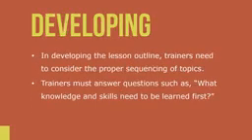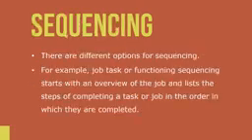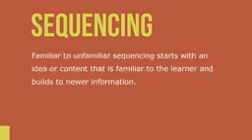In developing a lesson outline, trainers need to consider the proper sequencing of topics. Trainers must also answer questions such as what knowledge and skills need to be learned first, in what order should knowledge, skills, and behaviors be taught, and what order will make sense to the trainees. There are different options for sequencing. For example, job or task functioning sequencing starts with an overview of the job and lists the steps of completing a task or a job in the order in which they're completed. Familiar to unfamiliar sequencing starts with the idea or content that is familiar to the learner and builds to newer information.